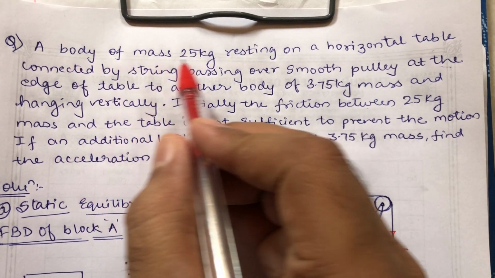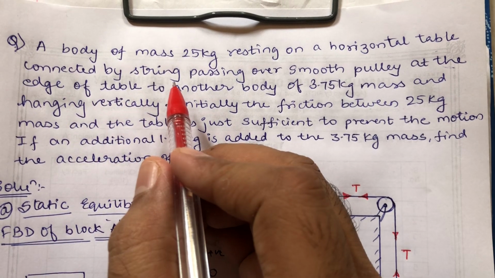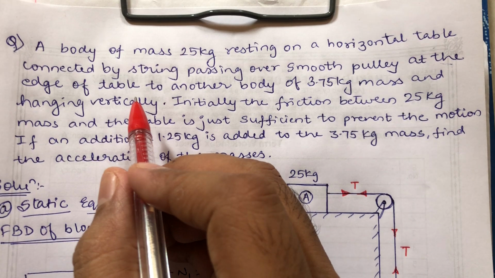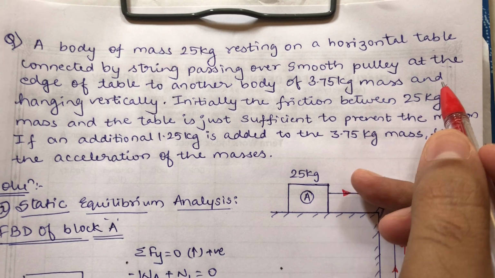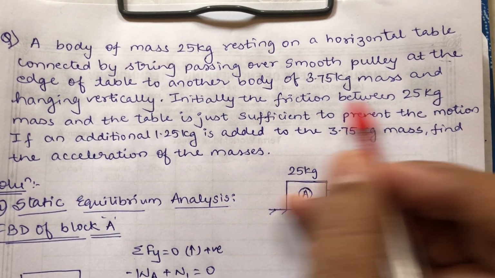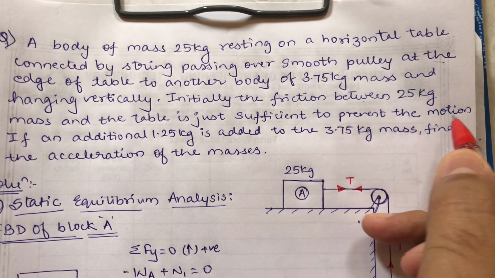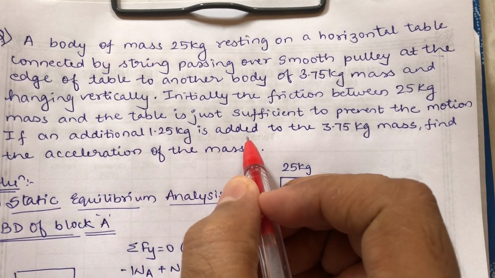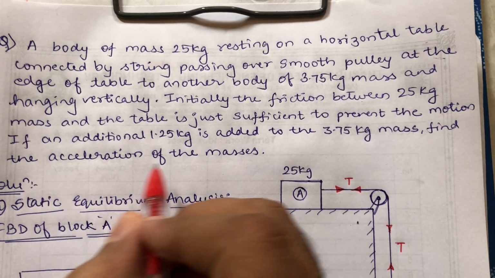A body of mass 25 kg resting on a horizontal table is connected by a string passing over a smooth pulley at the edge of the table to another body of 3.75 kg mass hanging vertically. Initially, the friction between the 25 kg mass and the table is just sufficient to prevent the motion. If an additional 1.25 kg is added to the 3.75 kg mass, find the acceleration of the masses.